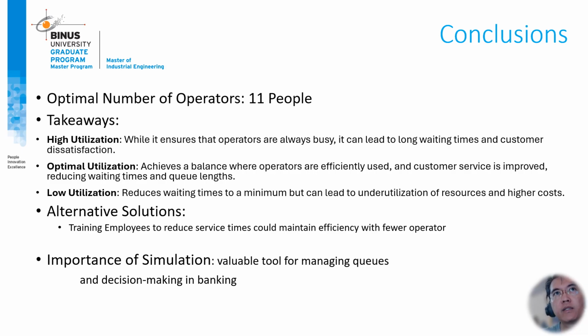In summary, the study found that the optimal number provided the best balance between high utilization and efficient customer service, making the system both effective and compliant with local regulation. This balance is crucial for maintaining both operational efficiency and customer satisfaction. An alternative solution is training employees to reduce service times, which could maintain efficiency with fewer operators. And then we can see the importance of simulation, which is a valuable tool for managing queues and decision making in banking.